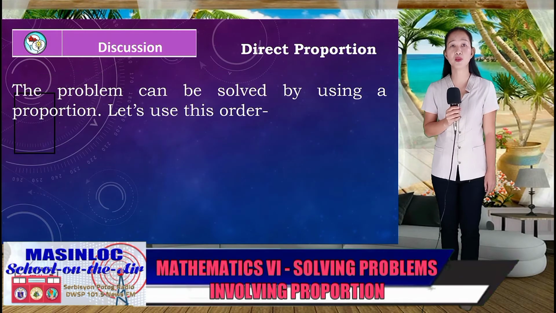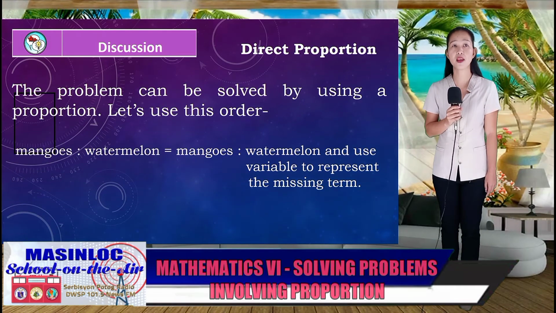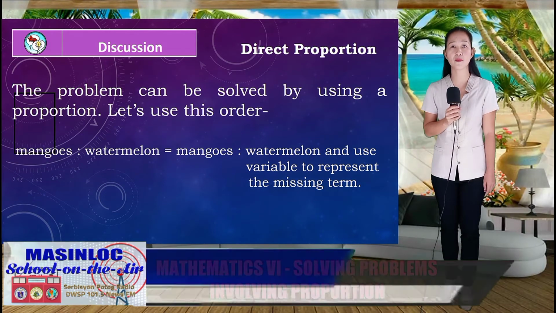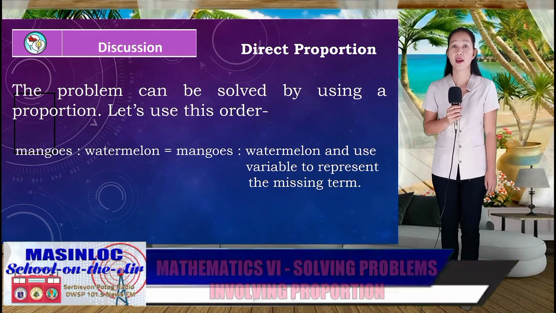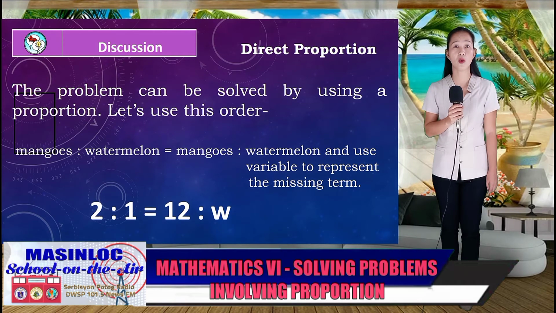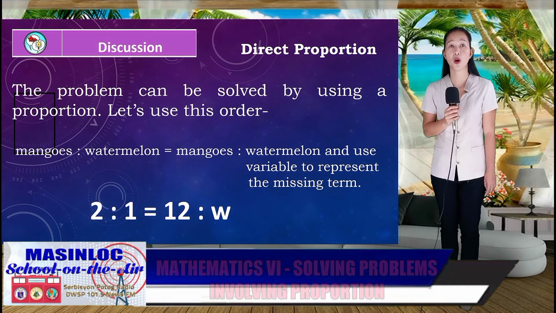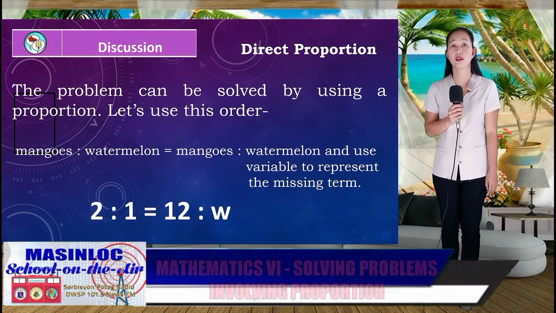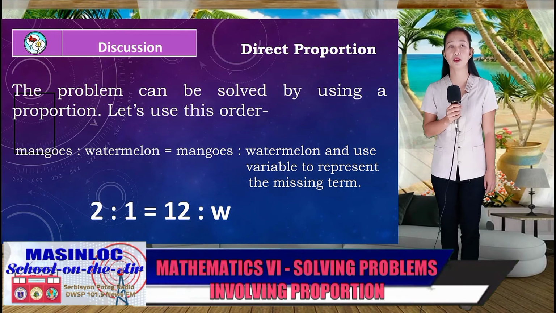The problem can be solved by using a proportion. Let us use this order. Mangoes is to watermelons equals mangoes is to watermelons. And use a variable to represent the missing term. 2:1 equals 12:W. W is used to represent the missing value of the watermelons.